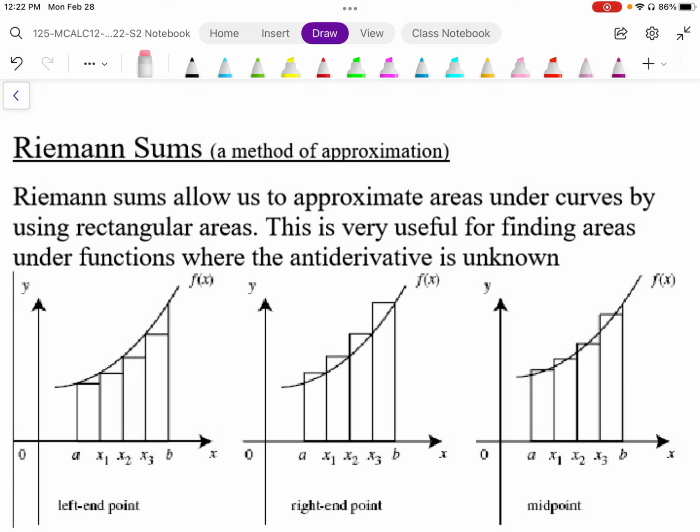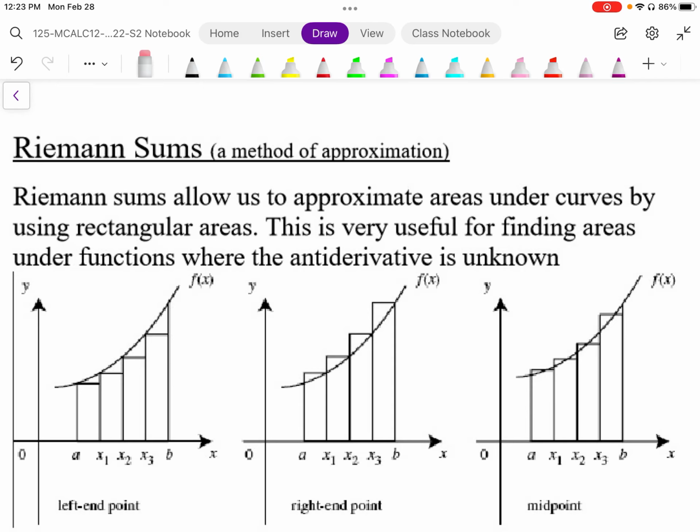Riemann sums are using rectangles to approximate the area under the curve. It's a method of approximation, and the smaller, or narrower, those rectangles get, the closer and closer we're going to get to the actual area value.